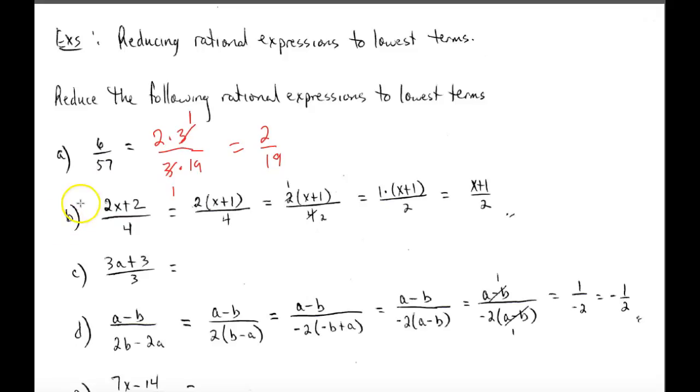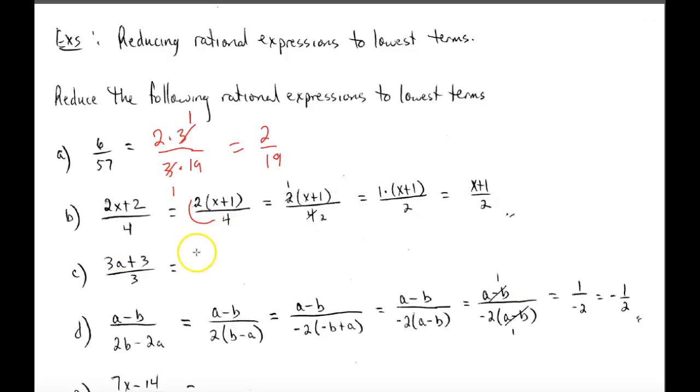In the second example, we see that we just factor out a 2 as the greatest common factor out of the numerator. And then from there we see that both 2 and 4 have a common factor of 2. So 2/4 reduces to 1/2. And then after that we just multiply everything together.